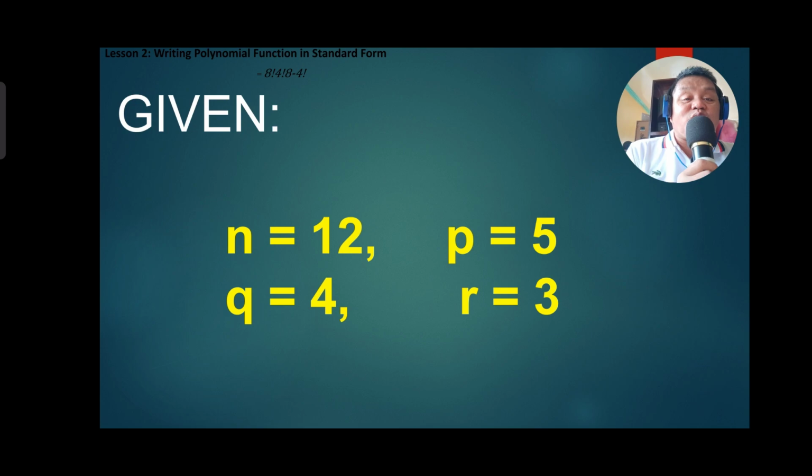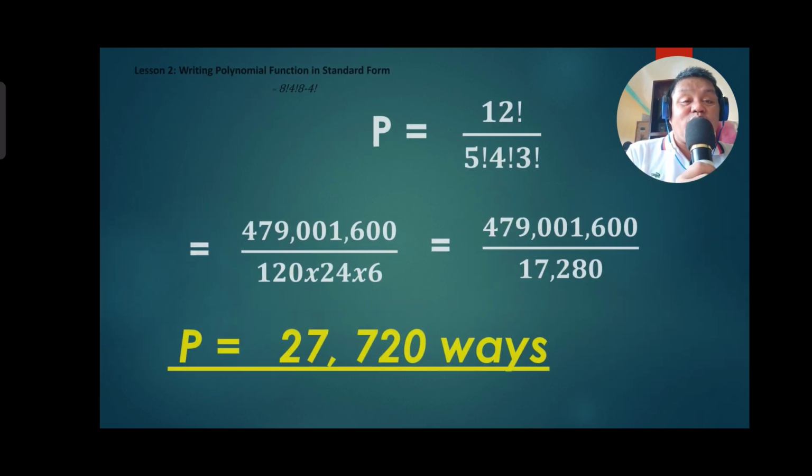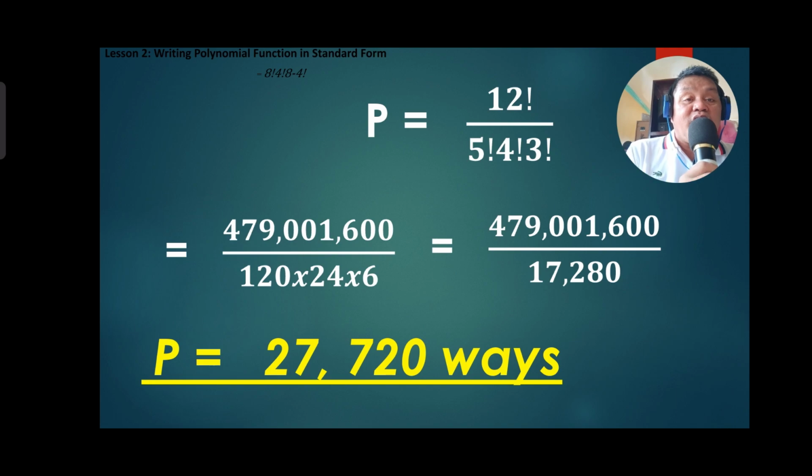Given n is equal to 12, q is equal to 4, p is equal to 5, and r is equal to 3. So we are going to use distinguishable permutation. We have now the number of books total to 12. And we have 5 books, the same, 4 and 3. So we are going to use distinguishable permutation formula.